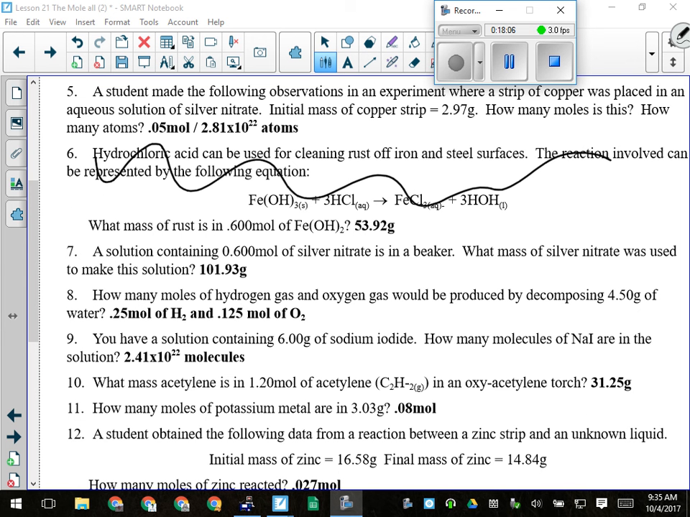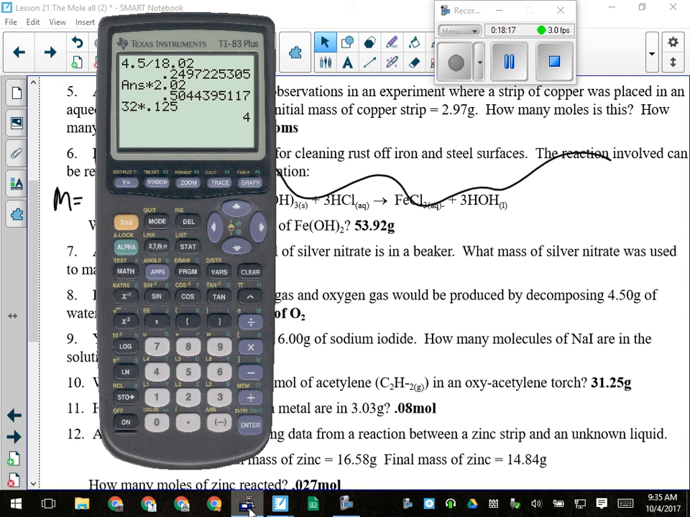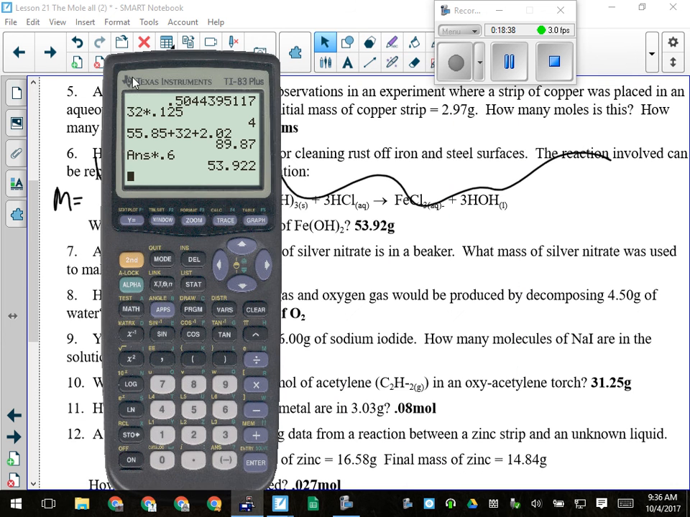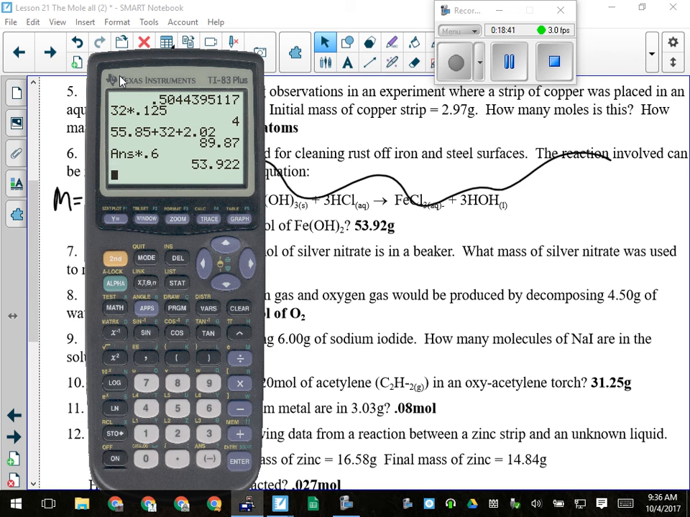6 here. So I've got 0.6 moles. So I know what n is. It's 0.6. And I'm looking for mass. I need to get the molar mass of iron hydroxide, iron 2 hydroxide. So that'll be 55.85 plus 32 plus 2.02. There's my molar mass of iron 2 hydroxide. I'm going to multiply that by my number of moles, which was 0.6. And I got 53 grams, which I think is what the answer was, right? That makes sense? This is kind of teaching you to weed out what's important and what's not important.